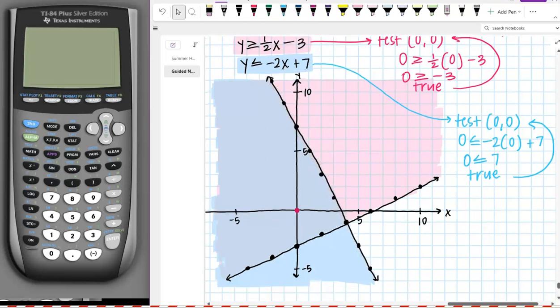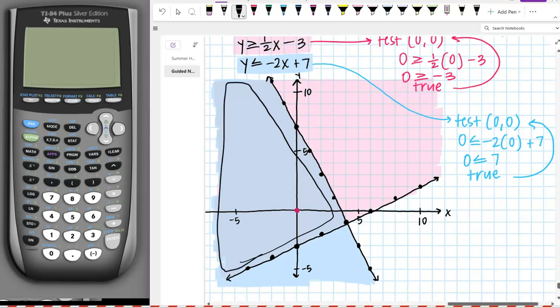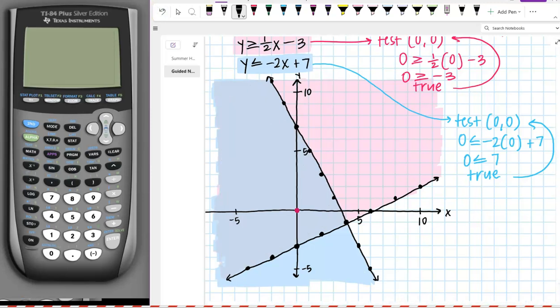You'll notice that the pink and blue shading, where they overlap, created this purple region here. This purple region, any point in this, including the origin, will make both of the inequalities true. In addition, any point on this blue line will make the blue inequality true. Any point on this pink line will make the pink inequality true. But the purple is the solution for the system. That's what makes both of the inequalities true. So we can't really represent that with one single answer. We have to represent that with a graph.